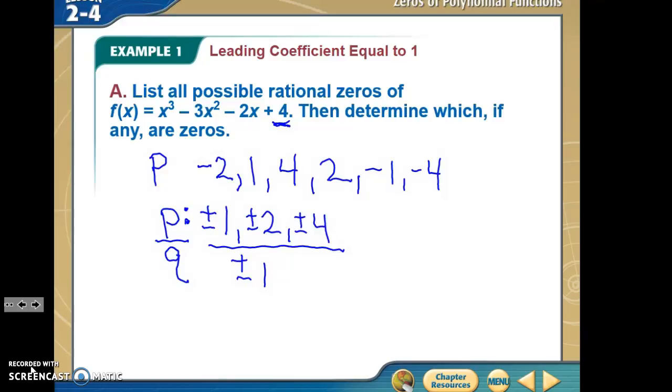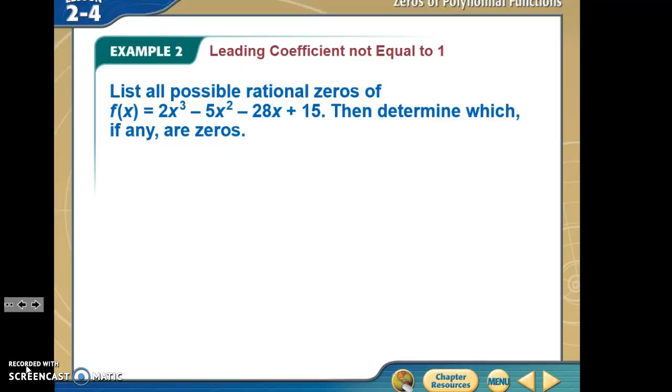All right, so what I want you to do is graph this in Desmos: x cubed minus 3x squared minus 2x plus 4. The change from example 1 in this next one is that now we have a number in our leading spot. It says list all possible rational zeros. We're going to start the same way. What are all of the possible factors of our constant? Here we have 15.